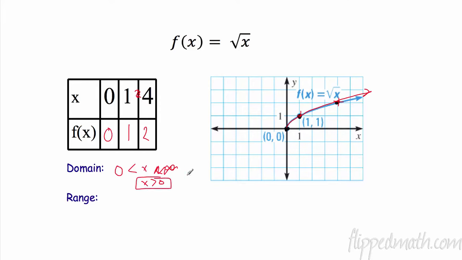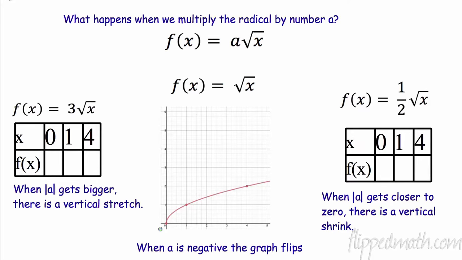And our range, same thing with our y's. So our lowest y on this one is 0, and our highest y is infinity. So again, y is greater than 0. So that is our domain and range there. All right, so let's take a look here.